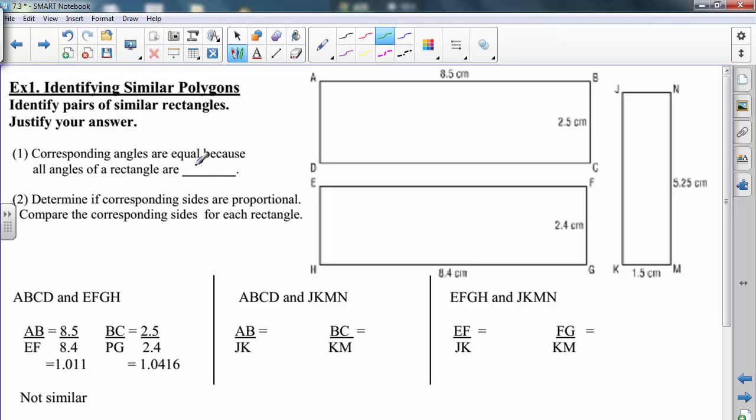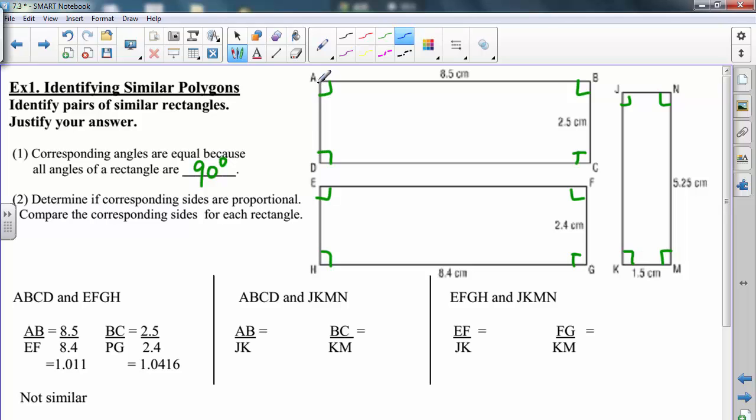Corresponding angles in those 3 rectangles are equal because all angles of a rectangle are 90 degrees. So all the interior angles are 90 degrees, so we will see their corresponding angles are the same. Let's determine if corresponding sides are proportional. Compare the corresponding sides for each rectangle. Let's look at the first pair.